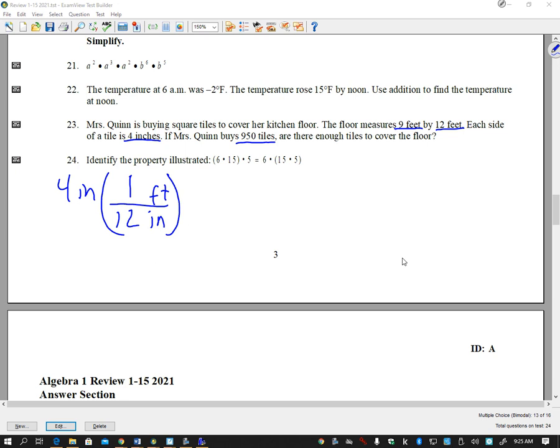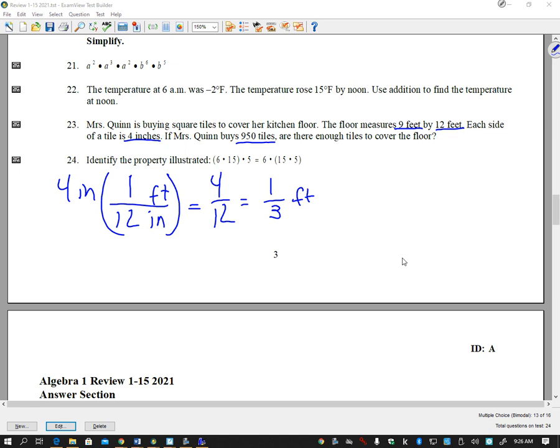I wish you guys were my banker. You would give me a bunch of money. So 4/12 is actually a fraction. It reduces to, what, 1/3? So each tile is 1/3 of a foot, right? Yeah? Okay. So this is the way you guys chose to do it.